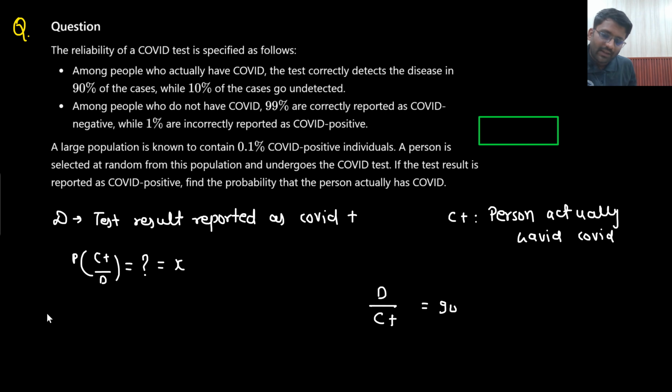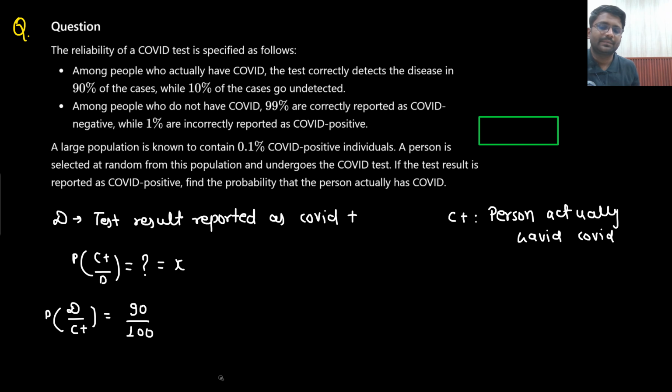So what they are saying, a person who is actually COVID positive and the test is correctly saying that you are COVID positive, they are 90% of the cases. 90% means 90 by 100. Say yes or no. A person who is actually COVID positive and the test is also showing COVID positive, that is 90 by 100.